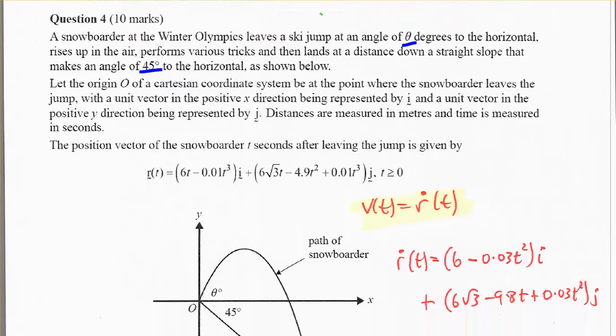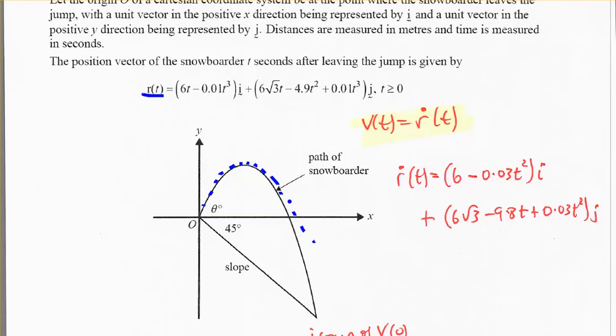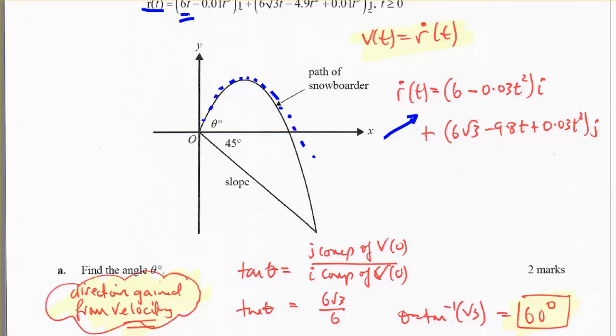We're being given the position vector as to where the snowboarder is when flying through the air. Therefore, the velocity will be the derivative of this, and I've taken the derivative. The derivative of 6t is 6, of 0.01 t cubed is 0.03 t squared in the i, etc. Now the question asks, find the angle theta.